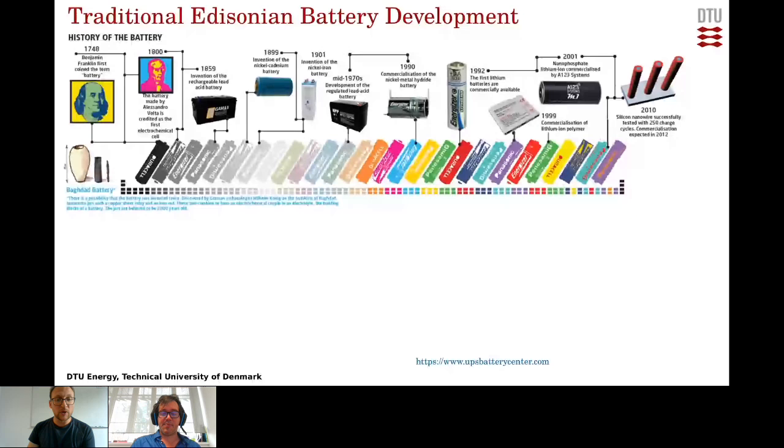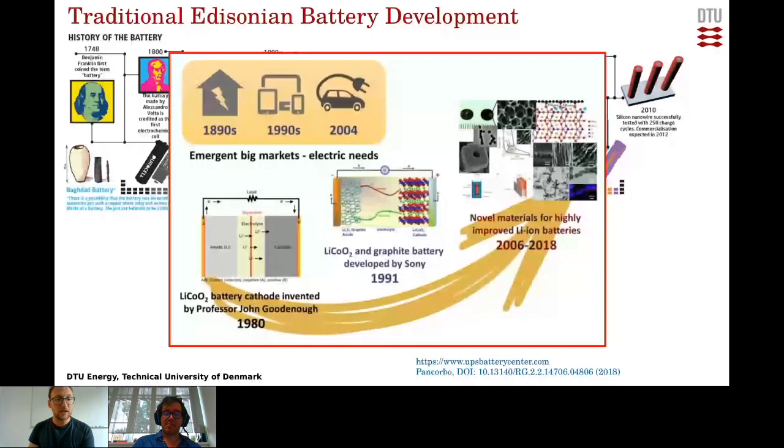If you look at lithium-ion, this is more or less what happened, a short history. It was in 1980 that John Goodenough invented the first cathode for lithium-ion batteries, and it was commercialized in the beginning of the 90s by Sony, and it got mass-produced only 20 years after the first invention, so around 2000. So it took about 20 years to develop the new battery materials and battery devices.